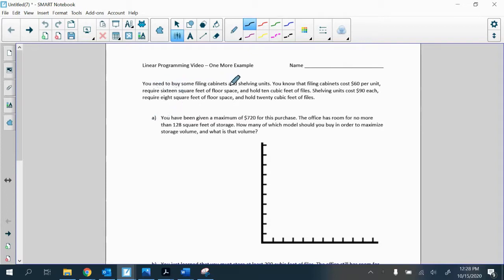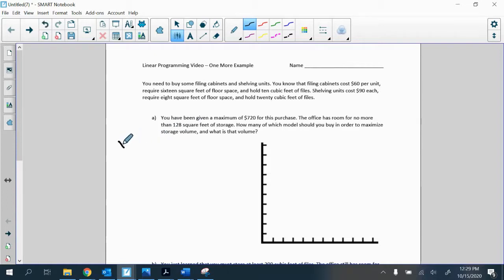So you need to buy some filing cabinets and shelving units for a business. You know that the filing cabinets cost $60 per unit, require 16 square feet of floor space, and hold 10 cubic feet of files. Shelving units cost $90 each, require 8 square feet of floor space, and can hold 20 cubic feet of files. Your boss has given you $720 for this purchase. The office has room for no more than 128 square feet of storage. How many of which model should you buy in order to maximize the storage volume? And what is that volume?